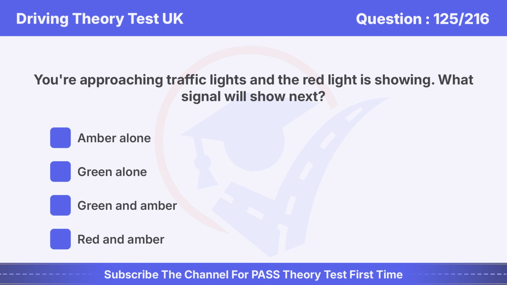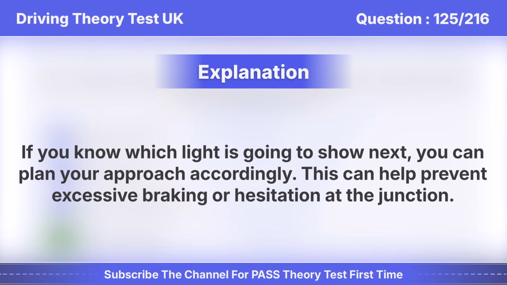Question 125. You're approaching traffic lights and the red light is showing. What signal will show next? Answer is D. Red and amber. If you know which light is going to show next, you can plan your approach accordingly. This can help prevent excessive braking or hesitation at the junction.